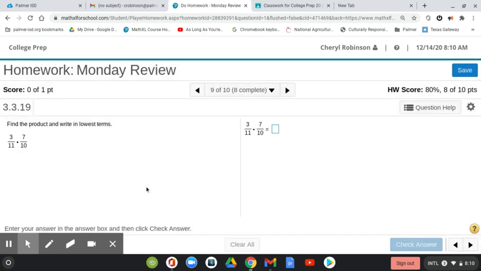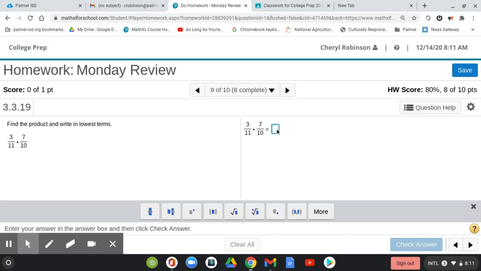Okay, number 9, when you're multiplying with fractions, I always try to see if I can simplify something first. I look at the top, the left one, I don't see anything I can simplify. The right one, I can't see anything to simplify. Diagonally, no. 11 and 7, no. 3 and 10, no. So I just have to multiply straight across. So my answer is going to be 3 times 7 on the top, and the bottom is 11 times 10. And that's your answer.